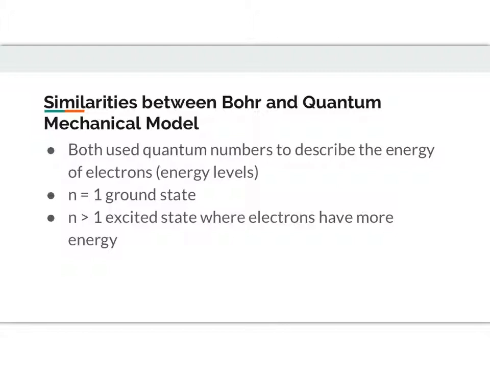However, not all electrons can be in n equals 1. But we can talk about electrons being in their ground state in terms of having the lowest energy levels possible. And then when electrons move out of the ground state to higher energy levels, we can still talk about them being in an excited state in the quantum mechanical model.